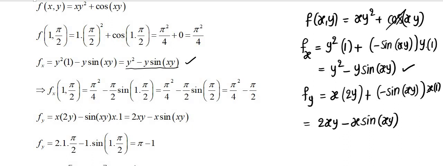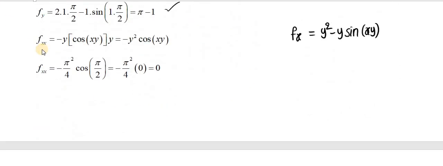Now find out the value of fy at (1, pi by 2). So 2 into 1 into pi by 2 minus 1 into sine of 1 into pi by 2. Simplify this term. Observe, the 2 gets cancelled, then we are going to get pi. Sine pi by 2 is 1, and 1 into 1 is 1. So the value of fy at (1, pi by 2) is pi minus 1. Now we are going to find out the second order partial derivatives.